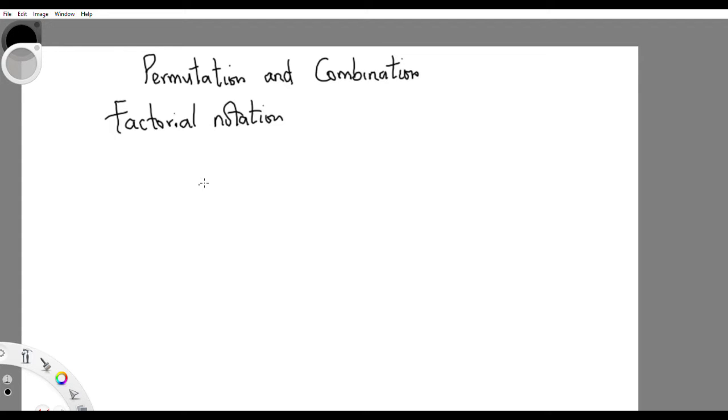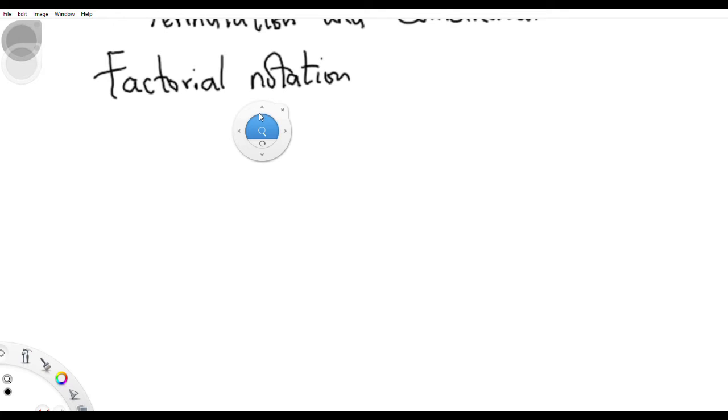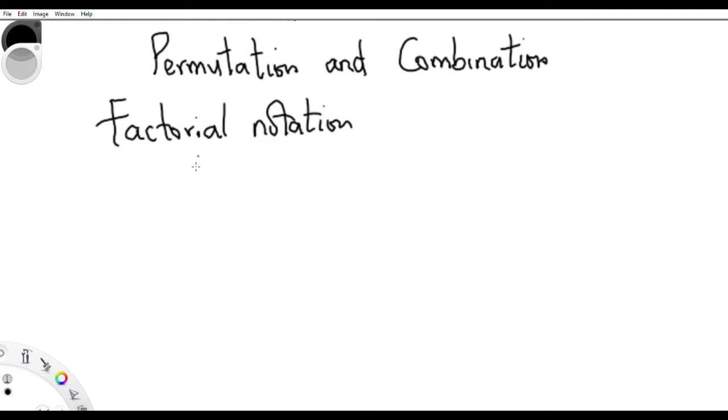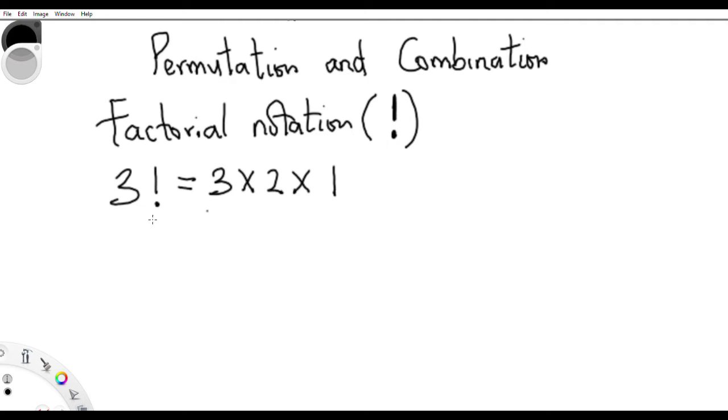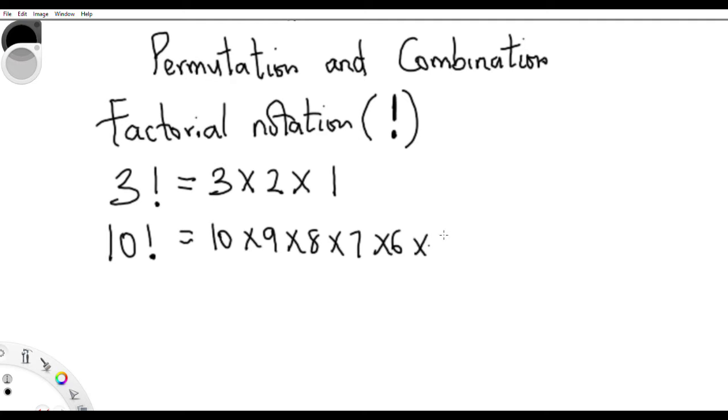Now, factorial notation is just, factorial is an exclamation mark. This is a notation, something like this, they call it exclamation mark. If you have, for example, 3 factorial, what 3 factorial means is 3 times 2 times 1. For example, you have 10 factorial, it is what? 10 times 9 times 8 times 7 times 6 times 5 times 4 times 3 times 2 times 1.